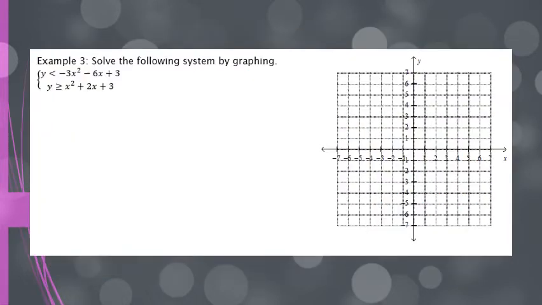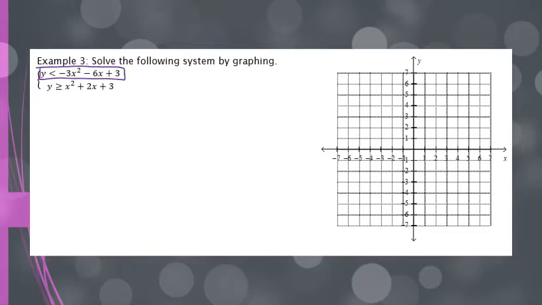This example is going to be slightly more challenging than the previous two, and the reason is because both of our inequalities are parabolas. Instead of having one parabola and one line, we have two parabolas. So there isn't really one that's any easier than the other, so I'm just going to start with the top one.